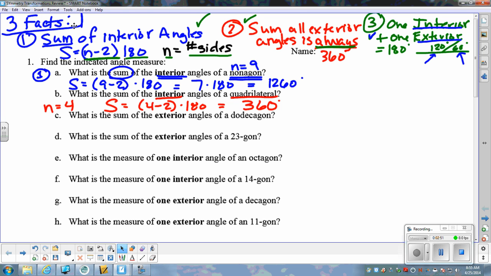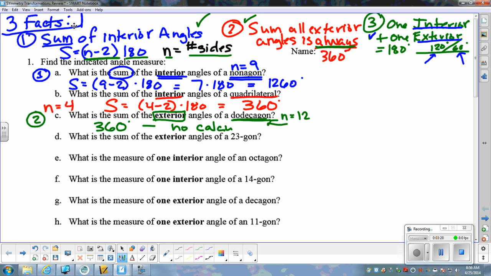Part C. What is the sum of the, keyword here, exterior angles of a dodecagon? We got a little lucky break here because it doesn't matter what the number of sides is when we're asking about the exterior angles, because we're looking at fact number 2, where it says that the sum of the exterior angles of any polygon is always 360 degrees. No calculation needed here. We just need to know that fact.